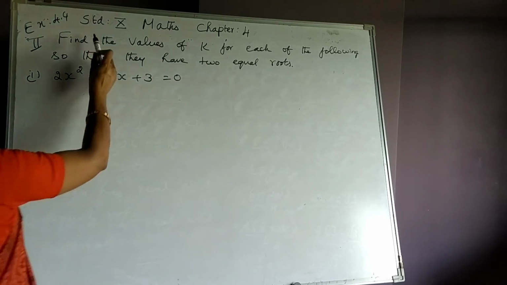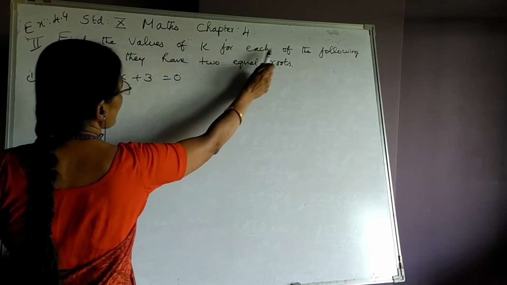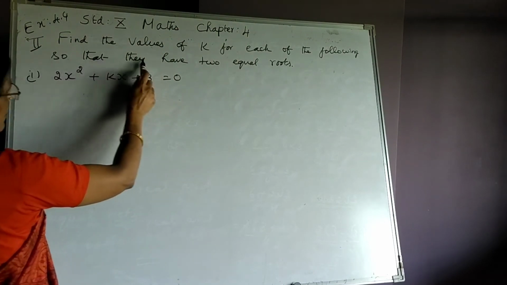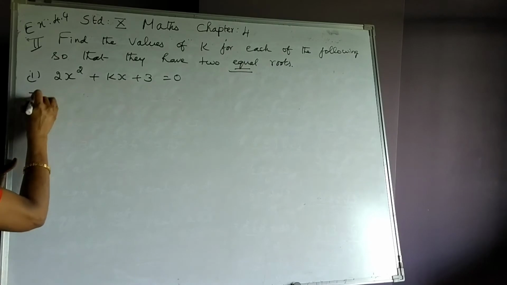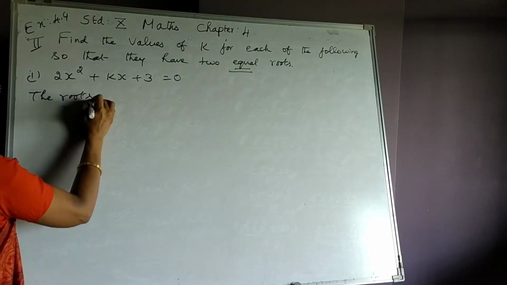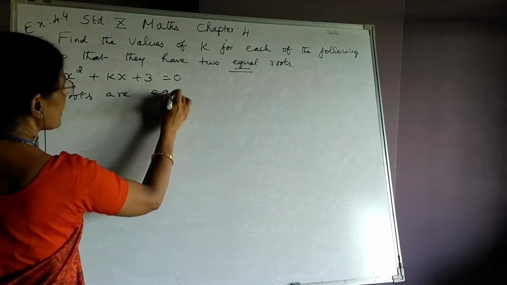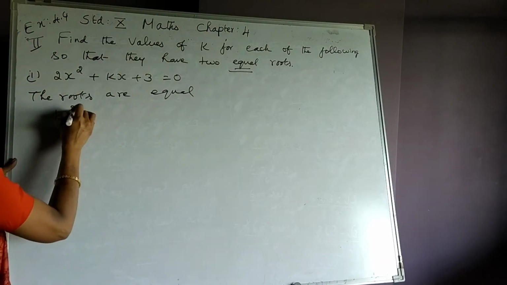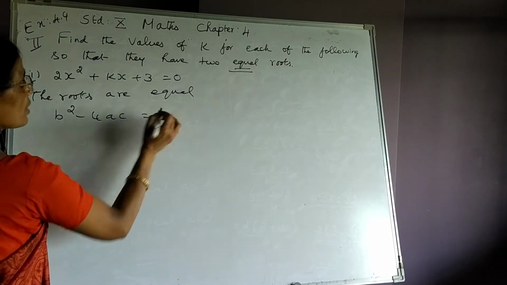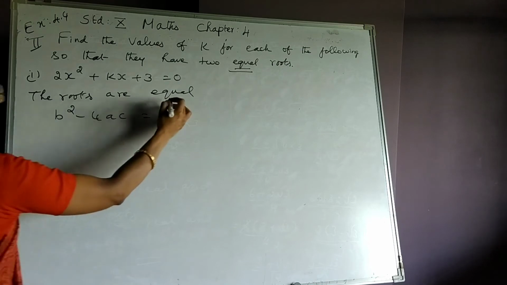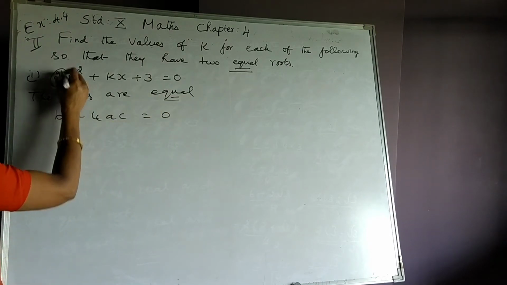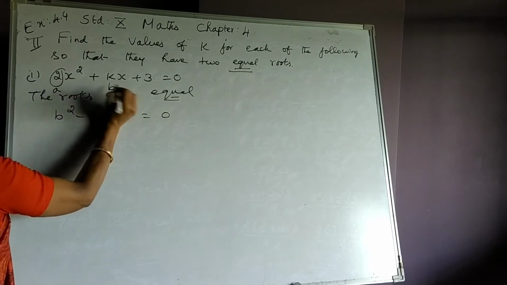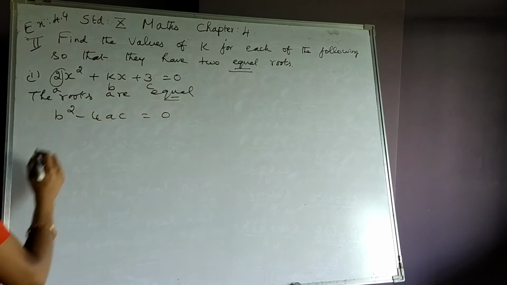Second question is find the values of k for each of the following so that they have two equal roots. So the roots are equal. When the roots are equal, we know b square minus 4ac equal to what? Equal to 0. This is given. Therefore, we have taken this condition. So this is A, we know A equal to 2, B is K and C is equal to 3.